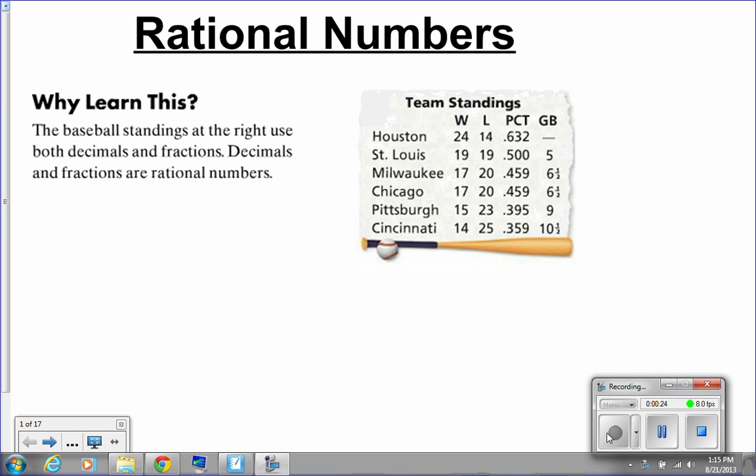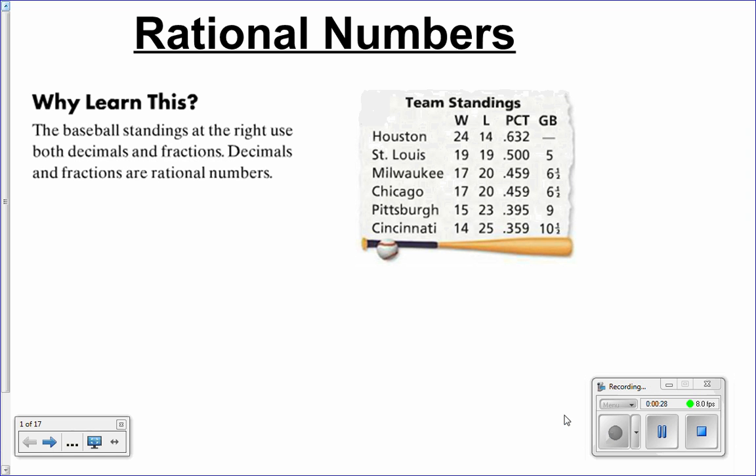So why are we learning about rational numbers? Well, some of you might be interested in baseball, and you will know that baseball uses decimals and fractions when they're talking about their baseball standing. Over to the right is an example of how you might see the team standing.